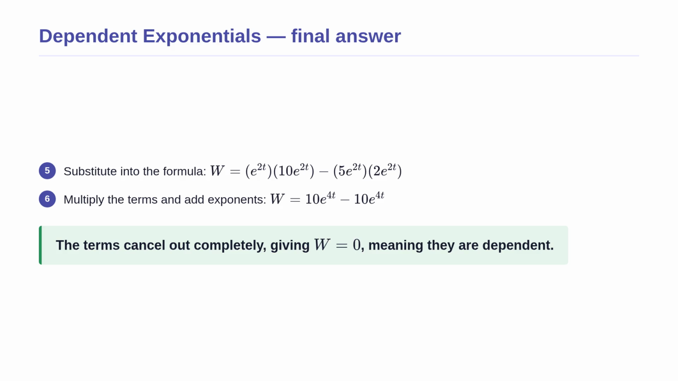Continuing with our exponential functions, we substitute all 4 expressions into the Wronskian formula. The first half multiplies e to the 2t by 10 e to the 2t. The second half multiplies 5 e to the 2t by 2 e to the 2t. When we multiply matching bases, we add their exponents. Both products simplify to exactly 10 times the exponential of 4t.